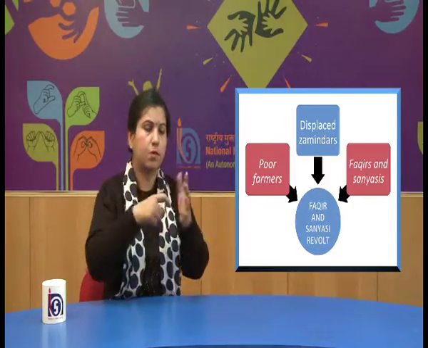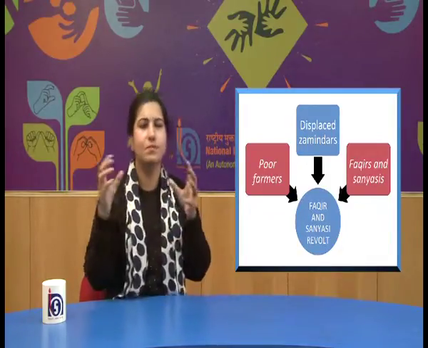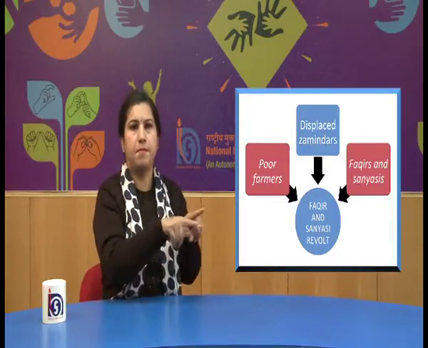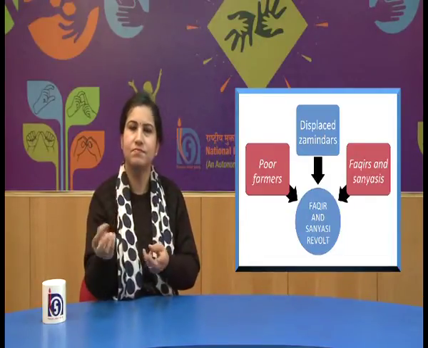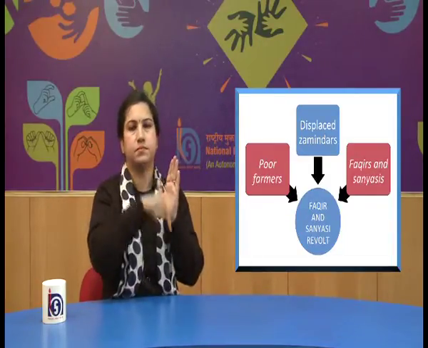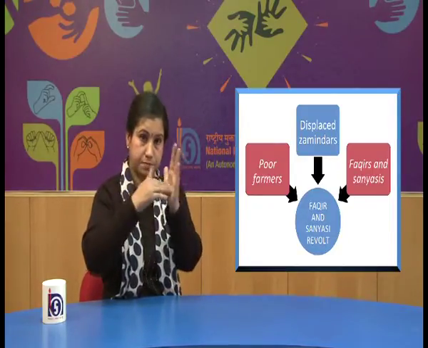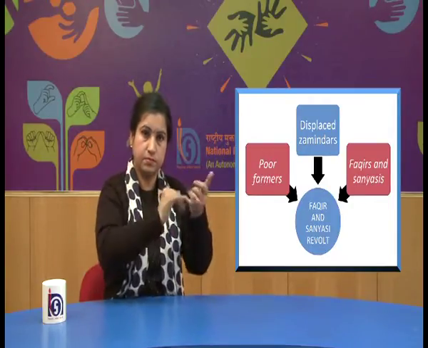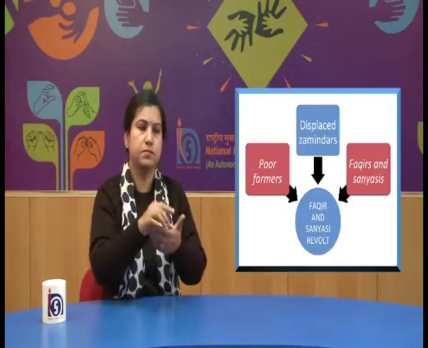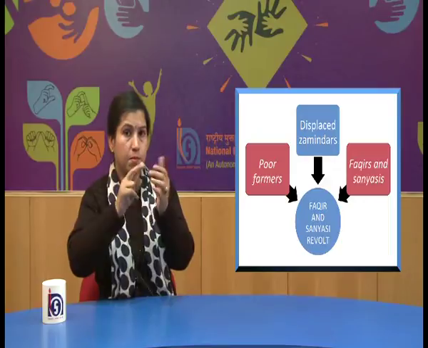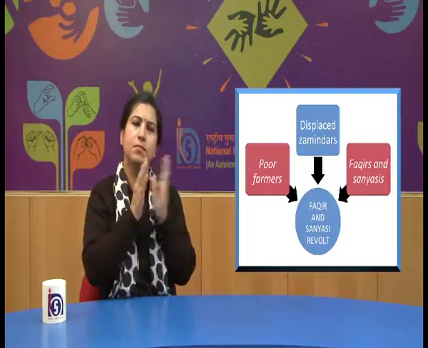Fakirs were a group of Muslim religious men who used to travel from one place to the other in Bengal. Their leader was a man named Majnun Shah. The sannyasis were Hindu religious men, and they also opposed the policies of East India Company.